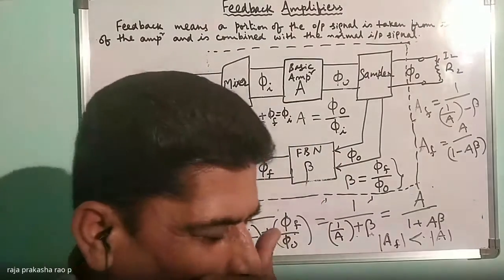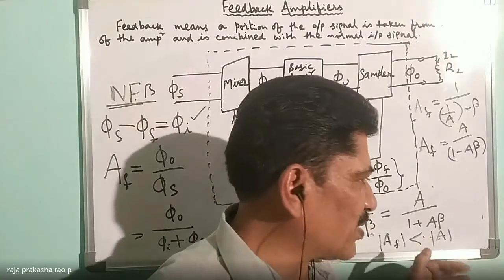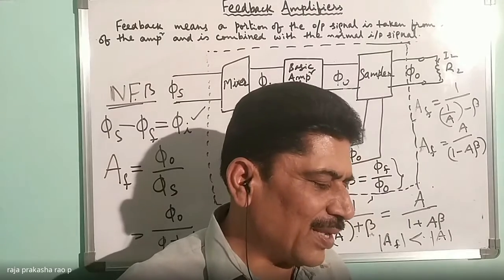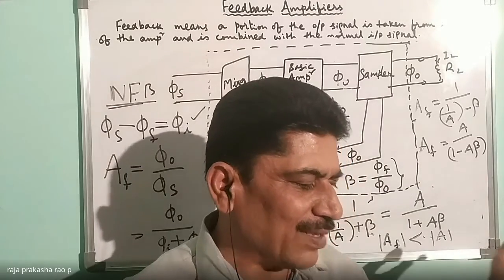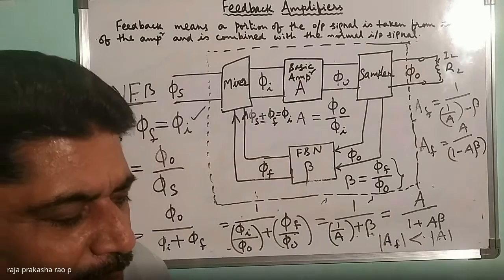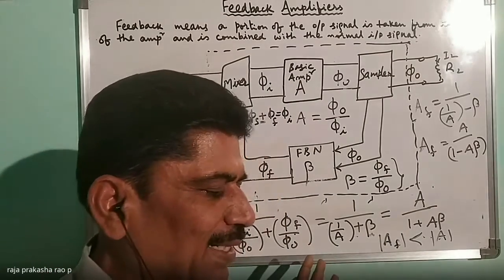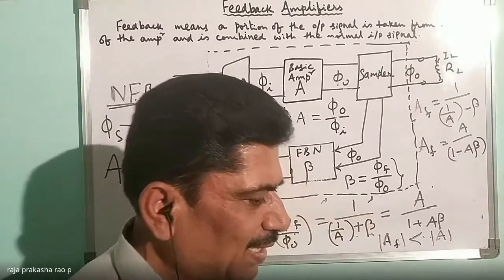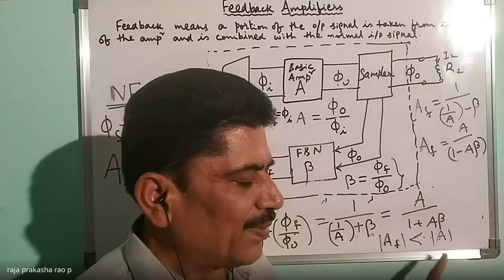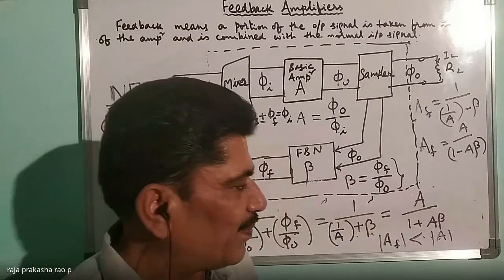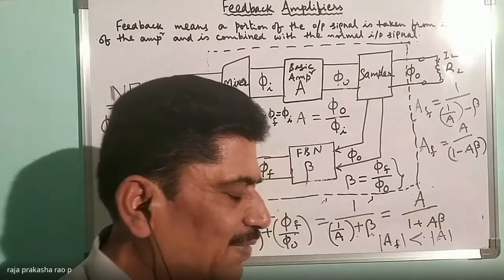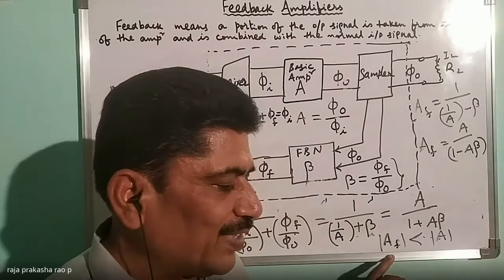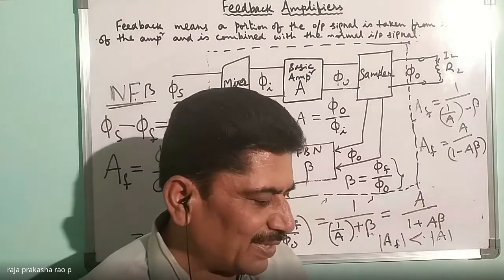I have already discussed this just before starting this derivation. For positive feedback, the gain will be increasing. Why? Because we are adding a portion of the output signal. Here we are subtracting, so automatically gain will decrease. So the feedback gain also will decrease, and it is less than the gain without feedback. What is Af? It is the gain of the amplifier with feedback, and A is the gain of the amplifier without feedback.